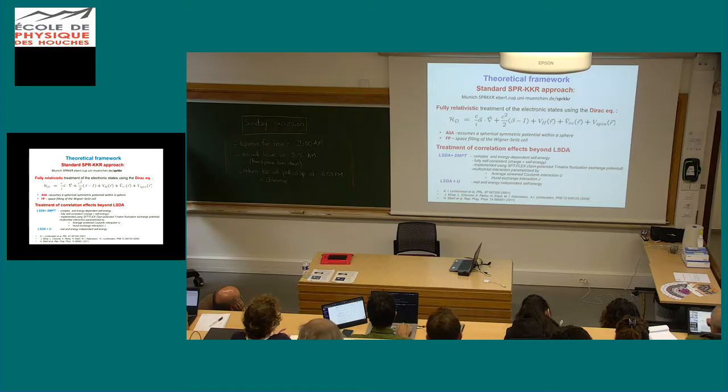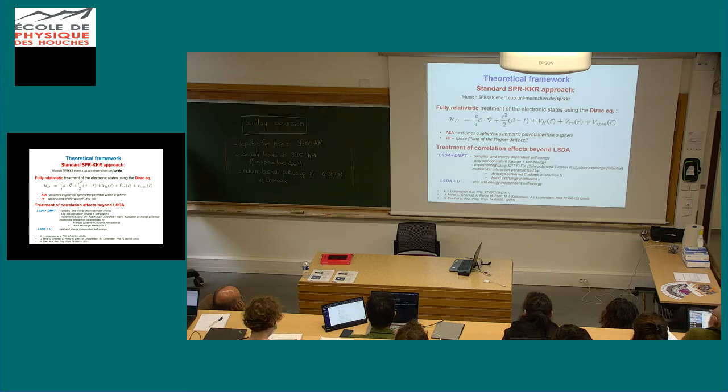The theoretical framework, as Hubert showed two days earlier, is the standard SPR-KKR approach we are using, so you find a code here. We use a fully relativistic treatment of the electronic states using the Dirac equation. I should point out at this moment that we have two kinds of approaches for treating the potential: the atomic sphere approximation, which assumes a spherically symmetric potential within a sphere, or one can also use the full potential approach with the space filling Wigner-Seitz cell.